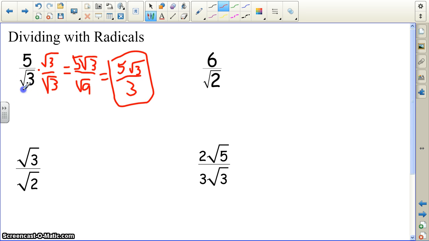Now notice a little shortcut here. I have the square root of 3 times square root of 3 is just 3. It's whatever's underneath my radical. Okay? Alright, so we'll look at one more example, and if you want to see some more in class, just let me know. Alright, so I want to get rid of that radical 2 in the denominator, so I want to multiply both top and bottom by the square root of 2.